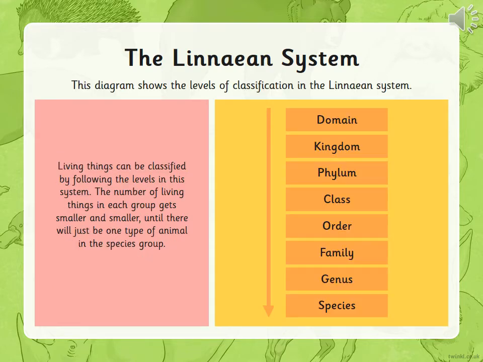This diagram shows the levels of classification in the Linnaean system. Living things can be classified by following the levels in this system. The number of living things in each group gets smaller and smaller until there will just be one type of animal in the species group. We start with the largest group, domain, then move down to kingdom, phylum, class, order, family, genus, and then finally species.